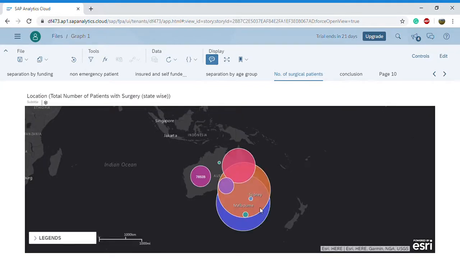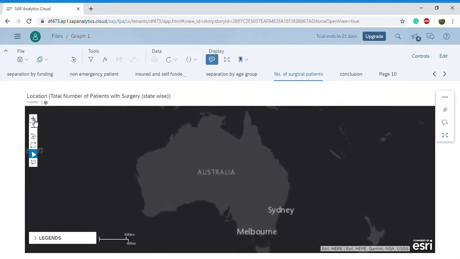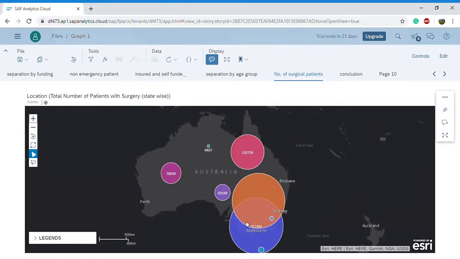Here you can see the geographical map of Australia. It shows overall data of general healthcare in the number of surgical patients in Australian regions. This geographic visualization makes it easy to understand the general healthcare data of Australian surgical patients. Let's move to the conclusion.